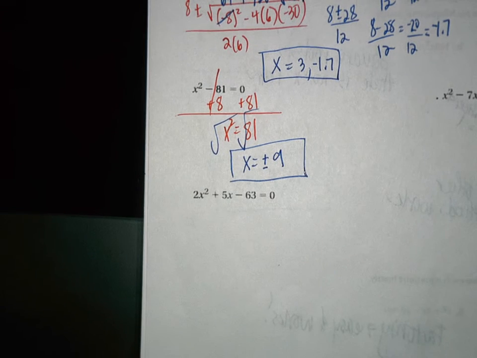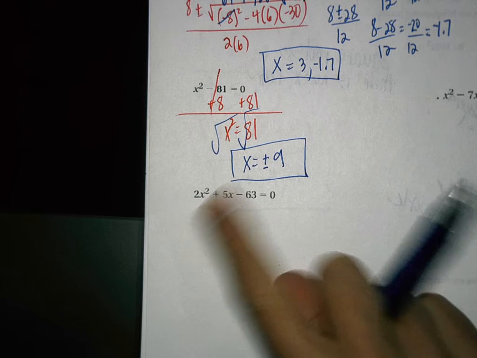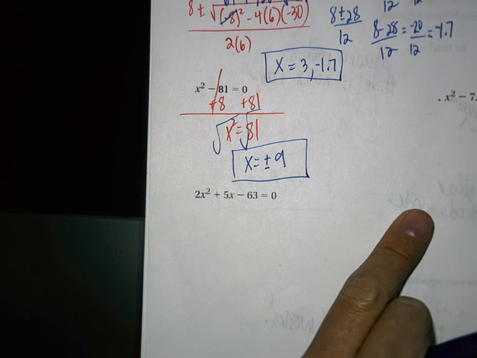Okay, next one. What method would you use? I would use quadratic as well. The reason is I have a coefficient in front. This isn't even an even number. I don't even want to mess around with factoring. I know quadratic will always work.